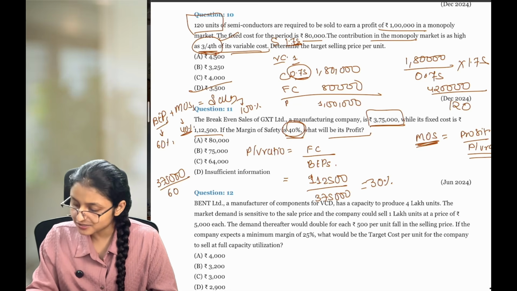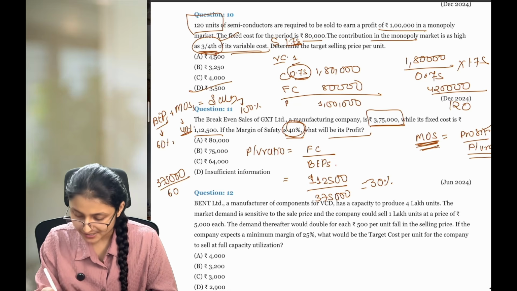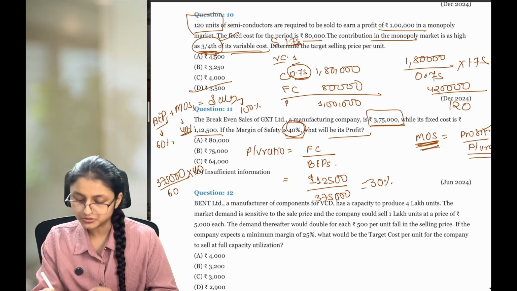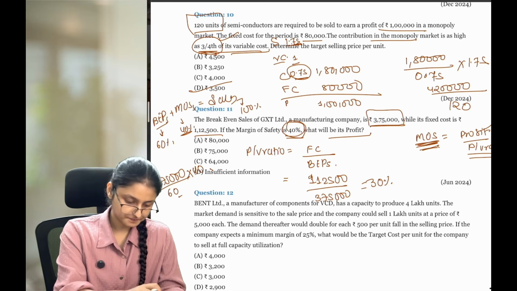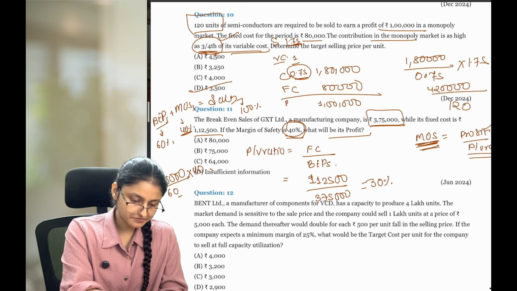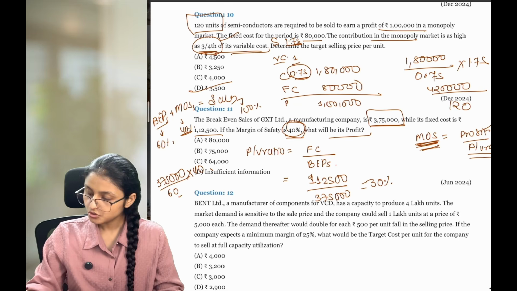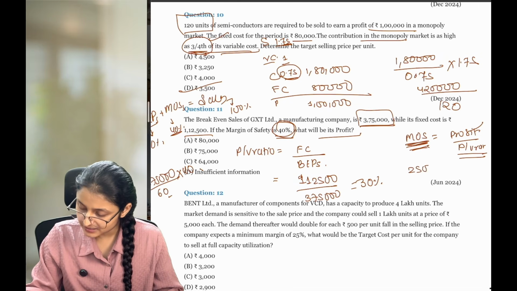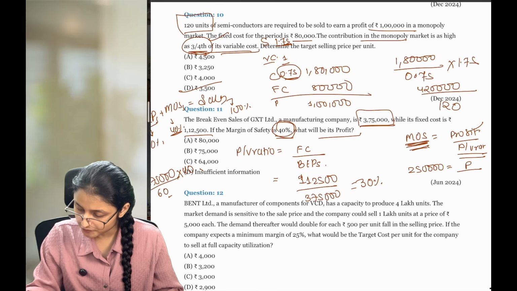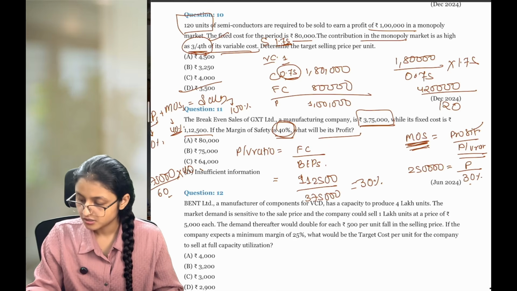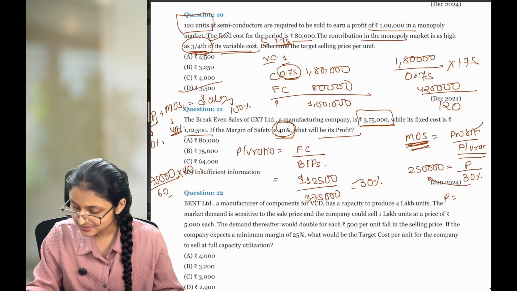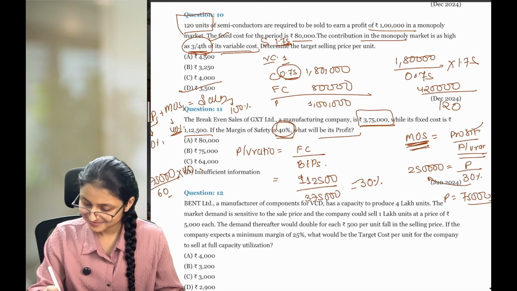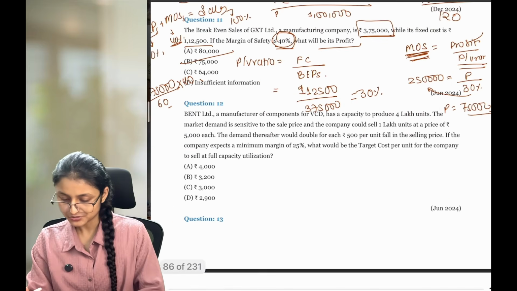I want to know my margin of safety sales for calculating profit. Hence, I'm going to multiply this with 40%. So if 3,75,000 is 60, then what is going to be the 40%? 375 divided by 60 into 40 will give you 2,50,000. So 2,50,000 is my margin of safety is equal to profit upon PV ratio is 30%. So if I multiply this 2,50,000 with 30%, I can know my profit, which is 75,000. Done. Moving forward to the next question.